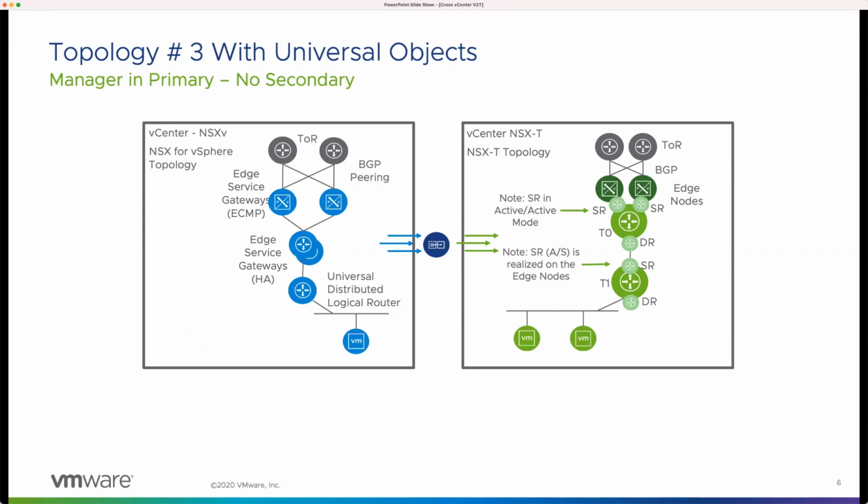So we have the edges that will get migrated here. We have 2 edges in ECMP, and they'll get migrated over to an active T0. We have the edge services gateway in an HA, and that will get migrated over to the T1 SR. And then we have the universal distributed logical router, which will just become the DR portion of the T1 gateway. So after those edges are migrated, we'll migrate the hosts from NSX-V to NSX-T. And then that's when you'll see here the gateways and the workloads are moved over to this T1 DR.